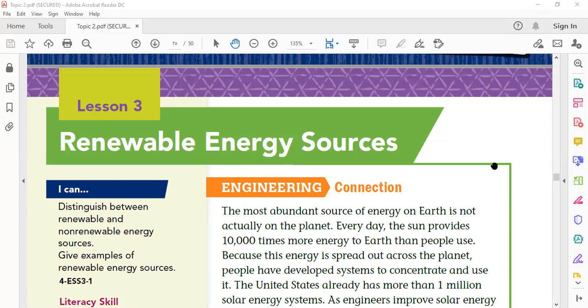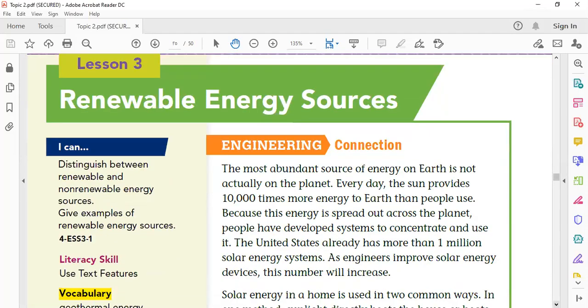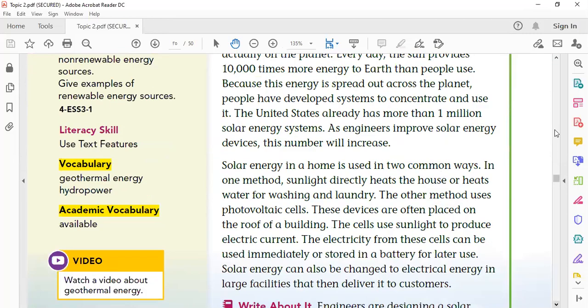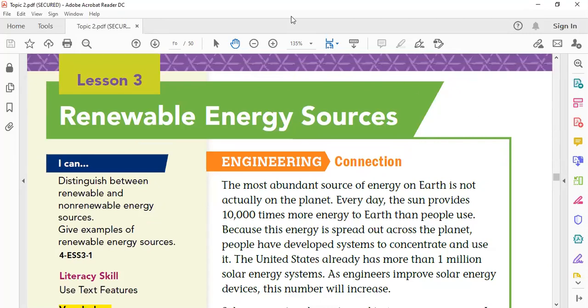Good morning, grade 4. Today, inshallah, we are going to start a new lesson. This is lesson 3, page 74, renewable energy sources. Before that, let's take an introduction about the renewable energy sources. Okay.